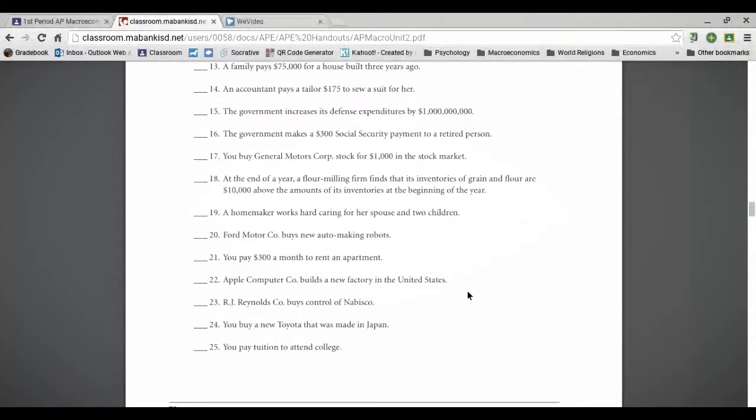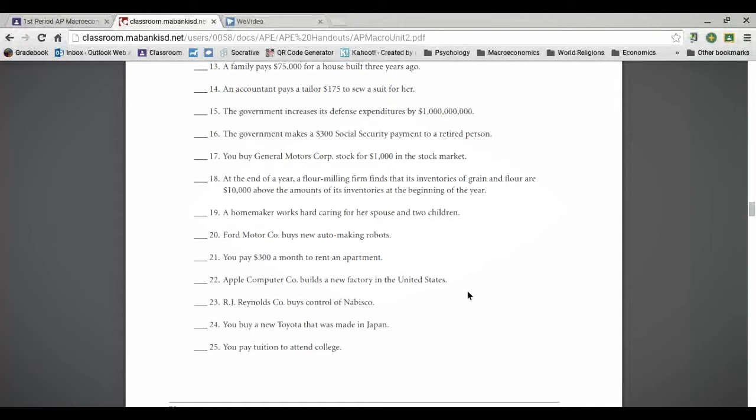18, at the end of the year, the flour milling firm, blah, blah, blah, inventories are not counted towards GDP. Neither is a homemaker who works hard caring for her spouse and 2 children, not counted. If the Ford Motor Company buys automaking robots, that is a business expenditure. So that's I for investment spending. Number 21, $300 a month is counted towards GDP, but since it's not a new house, it's just regular consumption spending. So it's C for consumption. Number 22, Apple builds a new factory. That's a business expenditure, so it's I for investment spending.